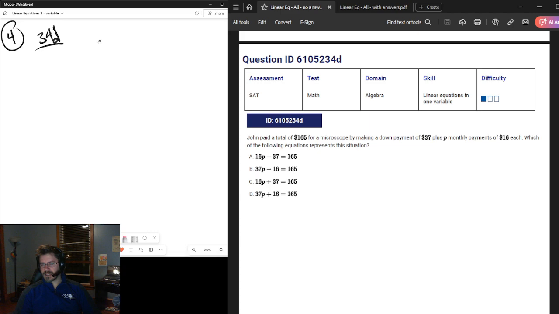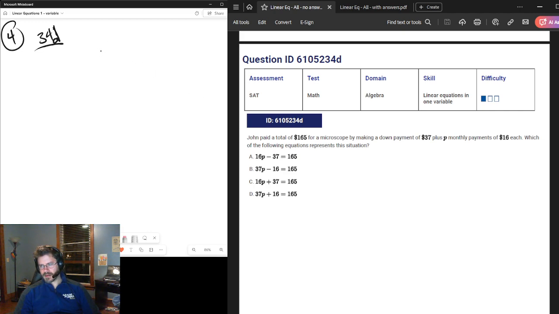And we've got a word problem here. Answer choices is a good place to start. These are in linear form against slope-intercept form. We have different slopes, 16 and 37. We have different y-intercepts, negative 37, negative 16, and positive 37 and positive 16, all equaling 165. So we know the total is 165 from the word problem here. They say there's a down payment of 37, so that's our y-intercept basically.